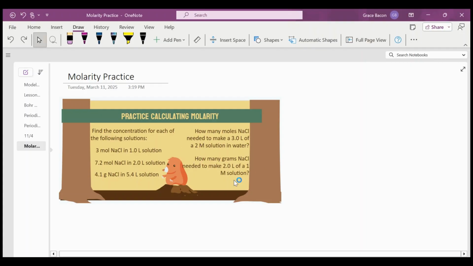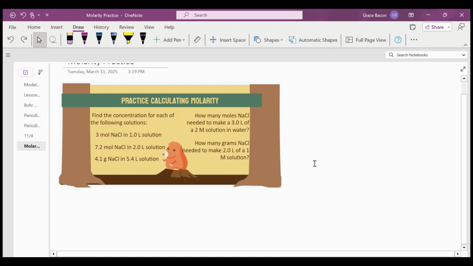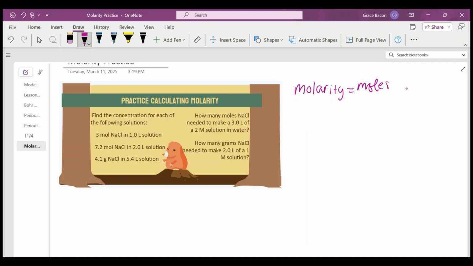All right, let's go through these. So the first one says, find the concentration for each of the following solutions. First thing I'm going to do is make sure I have my formula handy. So we said our formula is molarity equals the moles of solute divided by liters of solution.